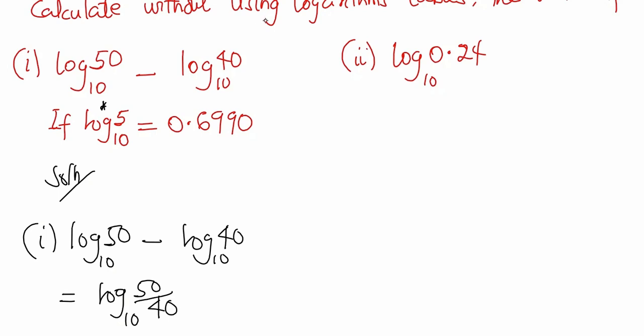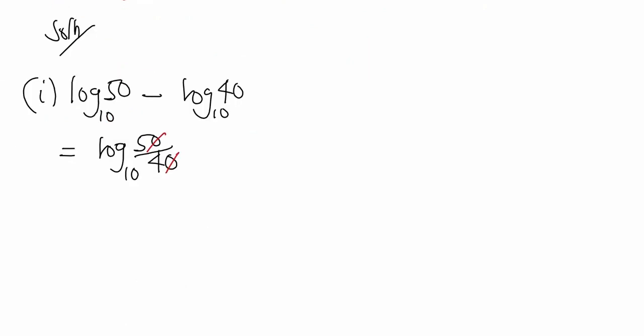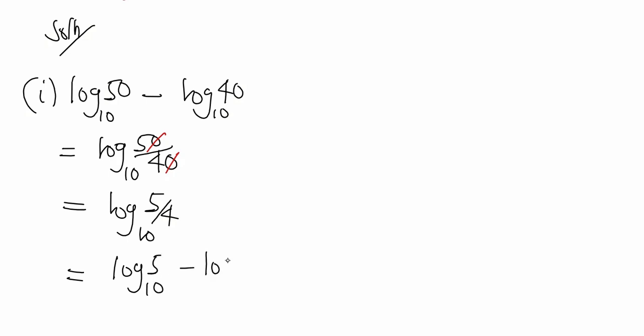Now at this point, we can see that the 0 here is going to cancel the 0 there, and what is left is the logarithm of 5 out of 4 base 10. Now we can see that it's a single logarithm again, and we can expand by using the laws of logarithms. So here we have the logarithm of 5 base 10 minus the logarithm of 4 base 10.